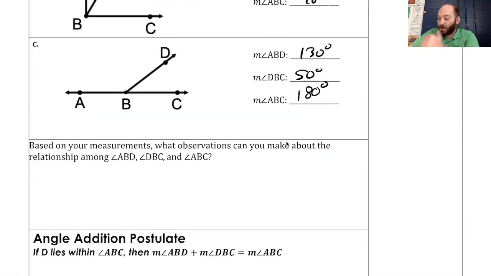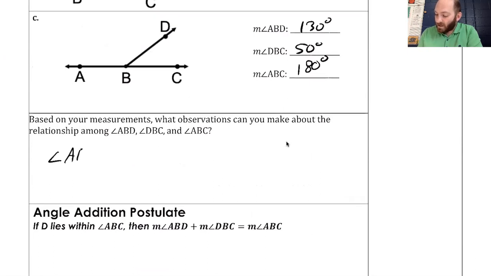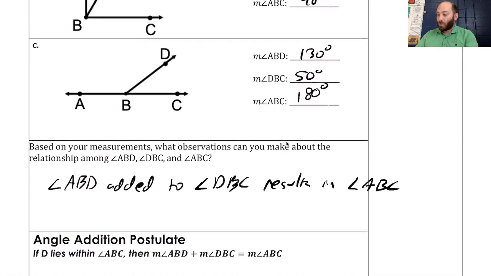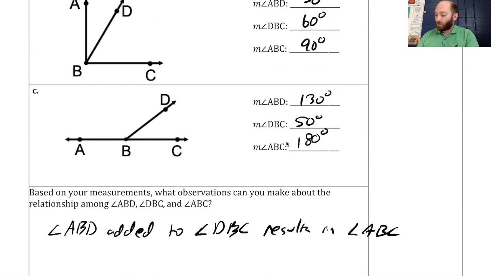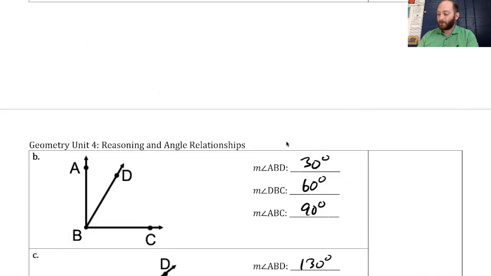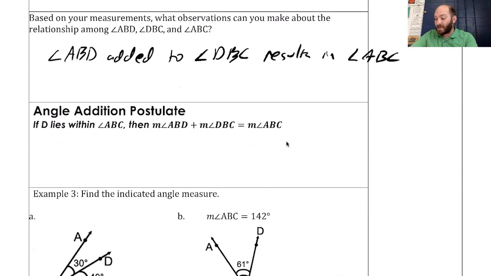Okay, now that you're back, based on your measurements, I'm hoping that you would say something along the lines of: angle ABD added to angle DBC results in angle ABC. That happened in all my cases so far. Right here, I have 130 plus 50 equals 180. 30 plus 60 equals 90. 74 plus 40 equals 114. So that's what we're establishing here, because that is our main idea today.